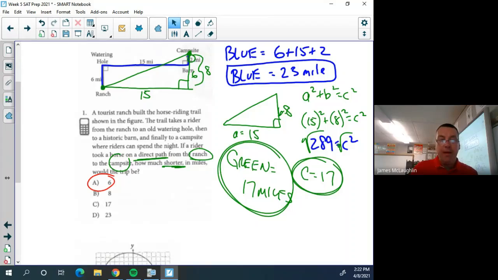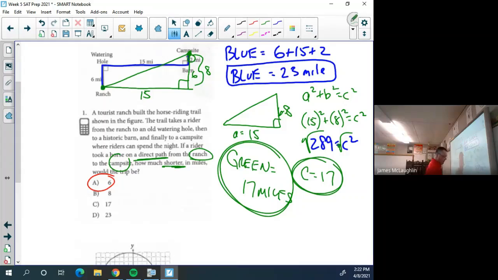Blue path, 23 miles. Green path, we just said it was 17. That's right where we left off. All right, so let's see here. I got a blue trip of 23 miles. I got a green trip of 17 miles. That means if we go on the shorter trip, it's shorter by 6 miles.